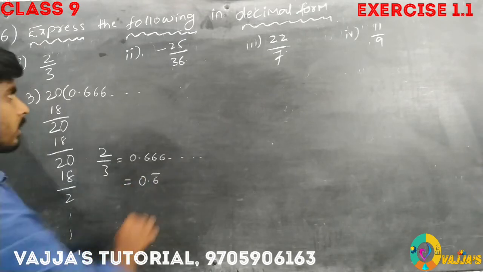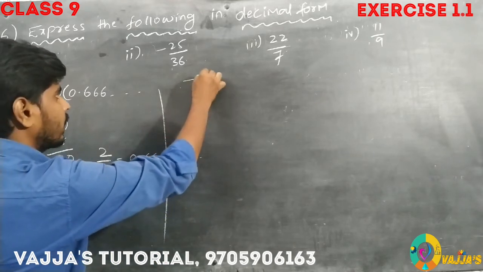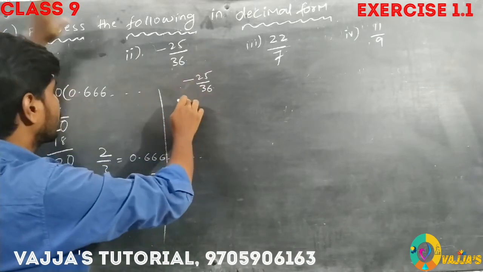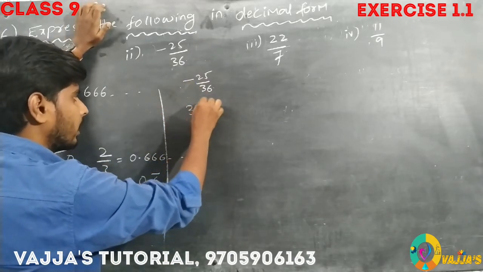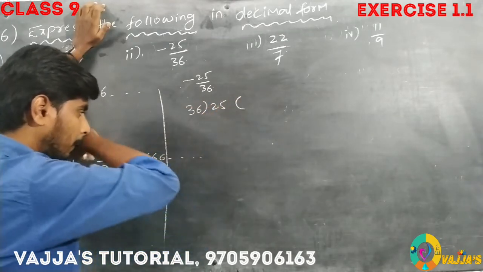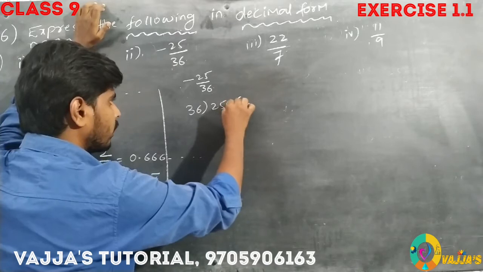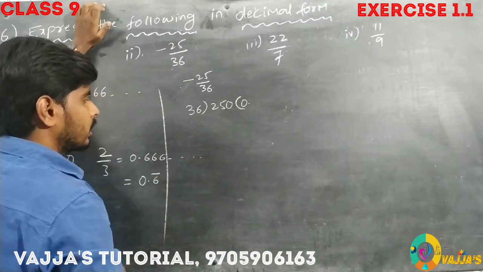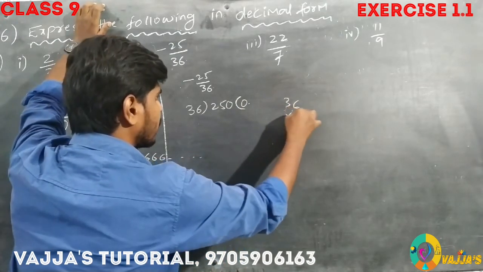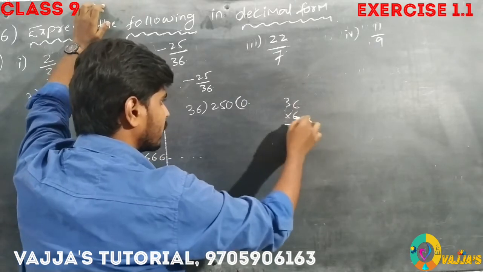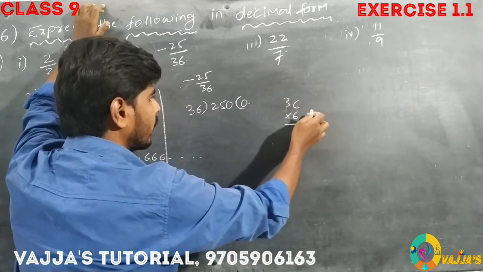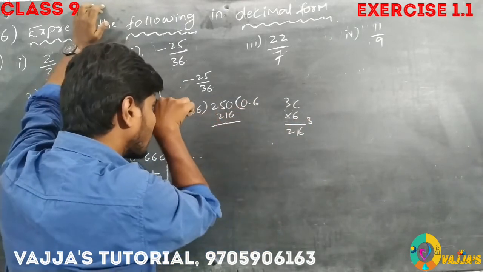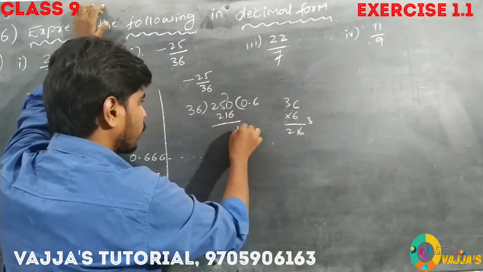Look at the second one, minus 25 by 36. Forget about this minus for some time. Take 36 and 25 as it is. Take a point here and 0. So 36 into 6, look here. 6 6s are 36, 6 3s are 18, 19, 20, 21. 36 6s are 216.